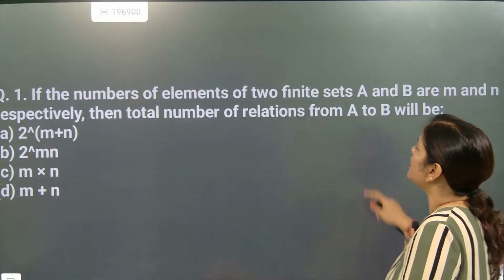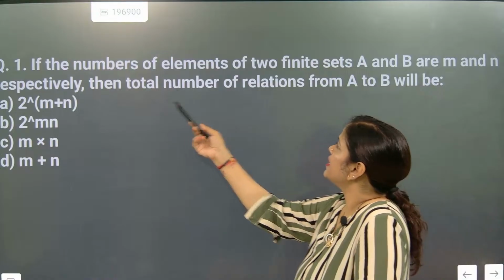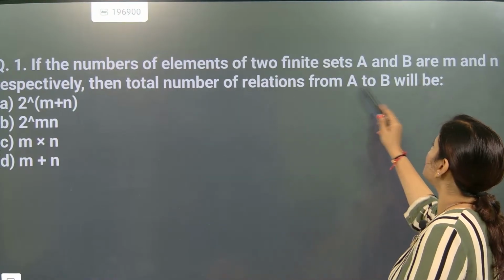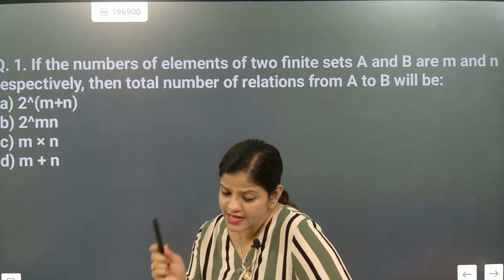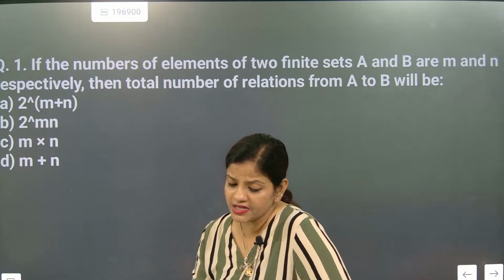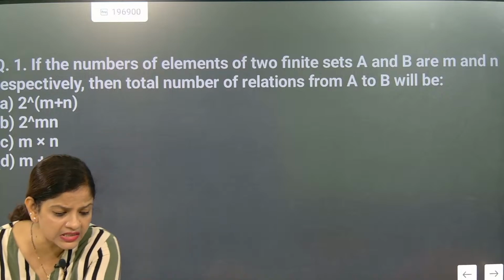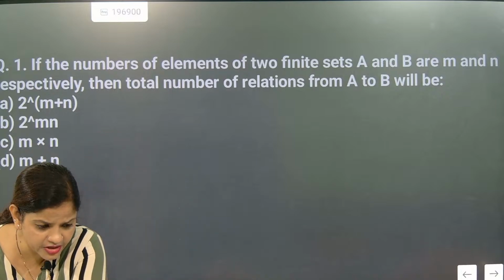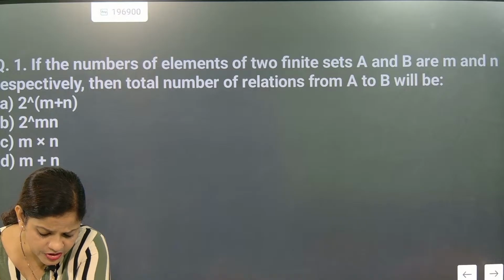If the number of elements of two finite sets A and B are n and m, how many total relations are possible from A to B, when A is having m number of elements and B is having n number of elements? Your time starts now. Come on, start answering the question.